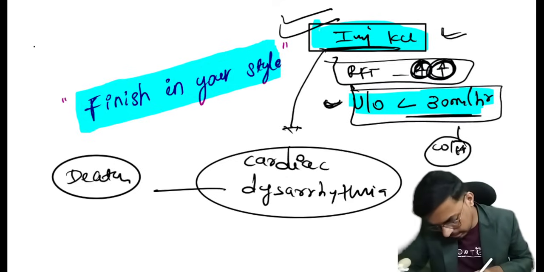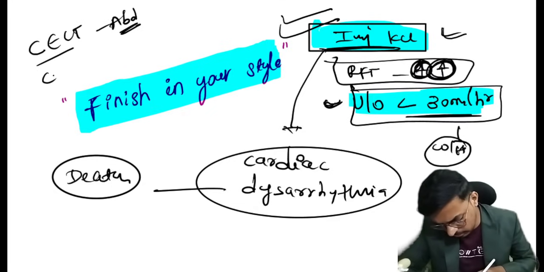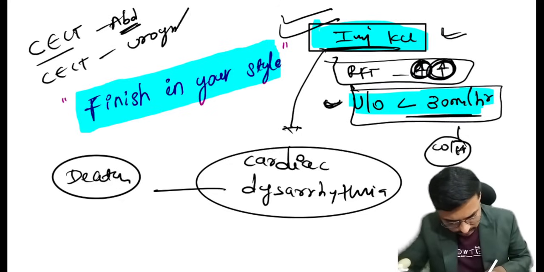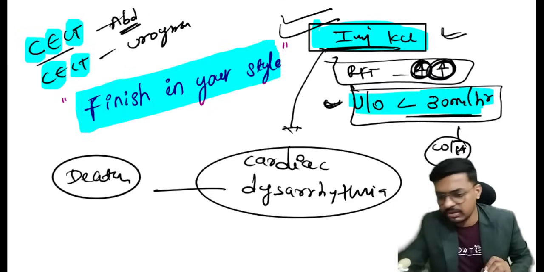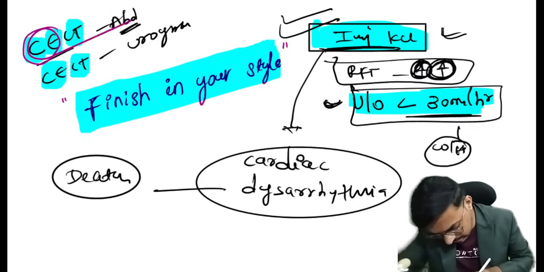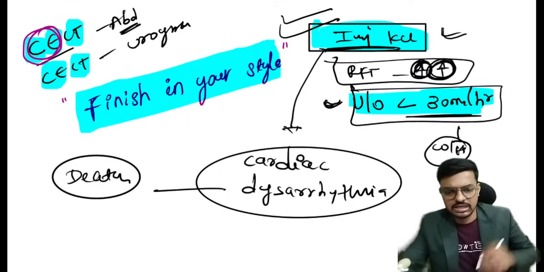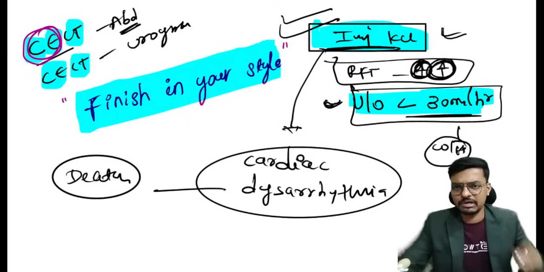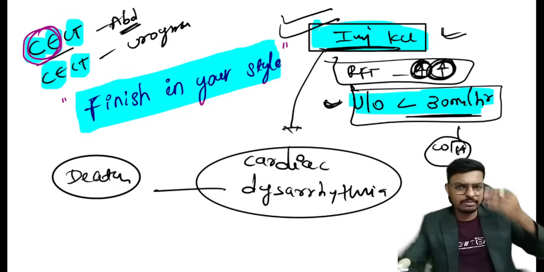Along with that, consider contrast before administration. If you want to send the patient for a CECT abdomen, or a CECT urogram, whatever the CECT. What is CECT? This is the contrast enhanced CT scan. Here you are administering the contrast. Before administering the contrast, you need to monitor the urine output again. If it is less than 30 ml per hour, withhold. If it is more than 30 ml per hour, administer. Why? Because the contrast also gets eliminated through the kidney.